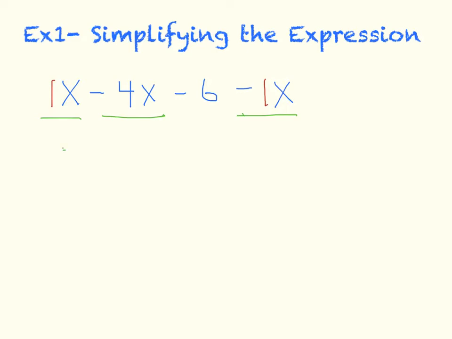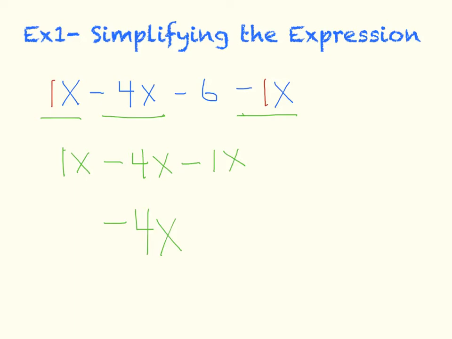So we have positive 1x minus 4x and minus 1x. And 1 minus 4 minus 1 would give us negative 4x. That is something that many of you can do in your head. Others might want to use a calculator. But that is what we get when we combine our like terms.